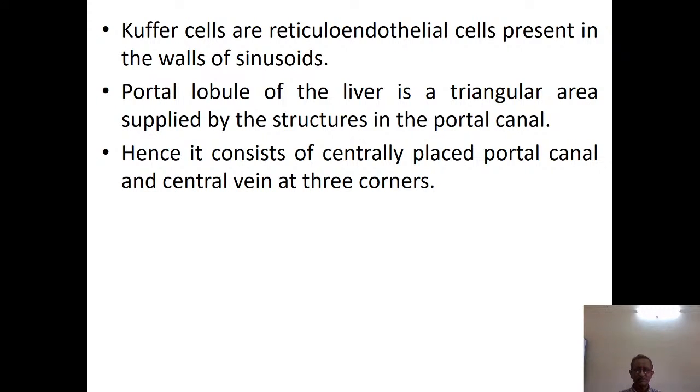The portal lobule of the liver is a triangular area supplied by structures of the portal canal, and hence it consists of a centrally placed portal canal and central veins at three corners. So the portal lobule is a different one, apart from the hepatic lobule, which surrounds a central vein, whereas this portal lobule is a triangular area supplied by structures of a portal canal. So this is surrounding a portal canal. On the three sides of this portal canal, we are seeing the portal lobule, and it consists of a centrally placed portal canal and central veins at the periphery.